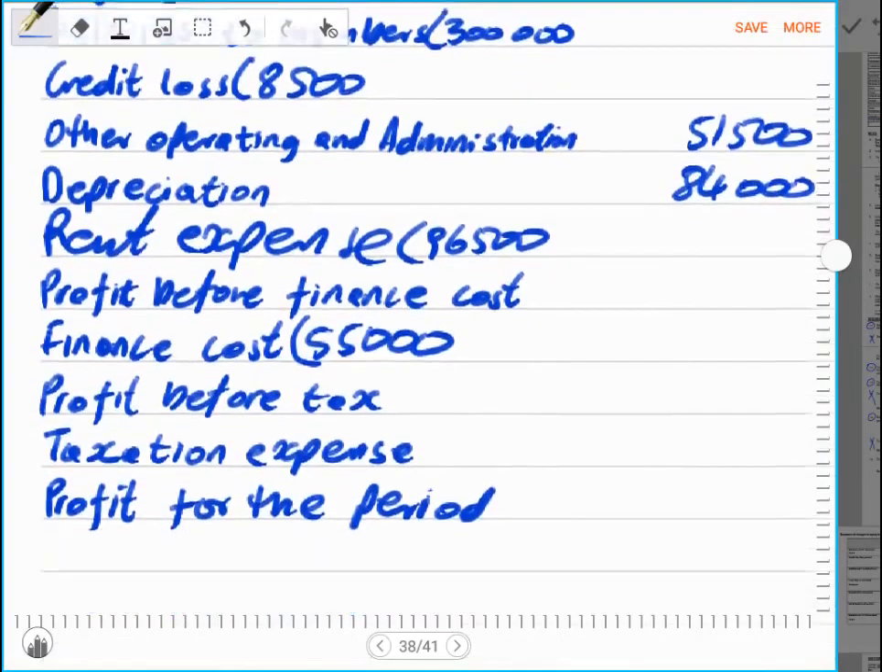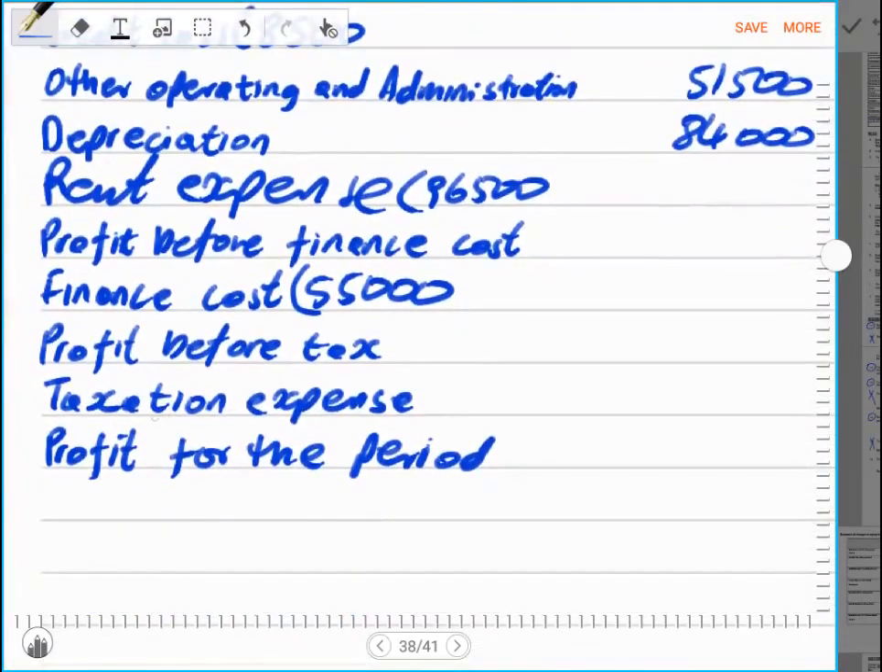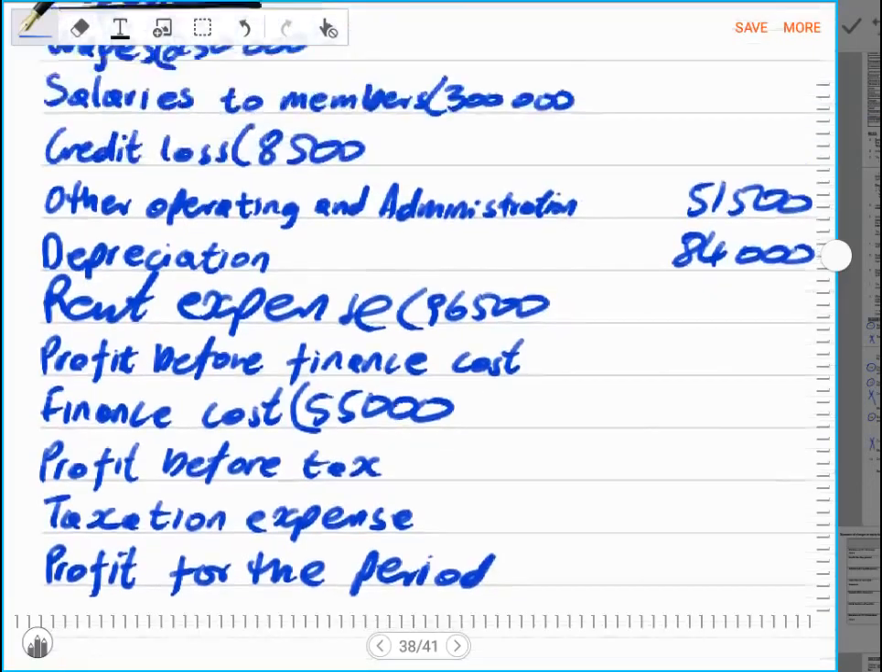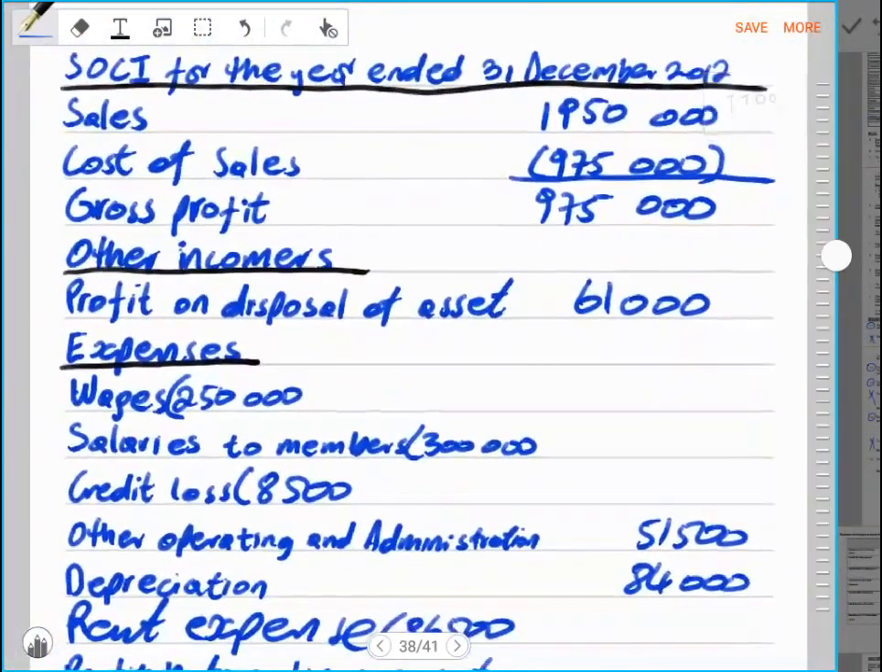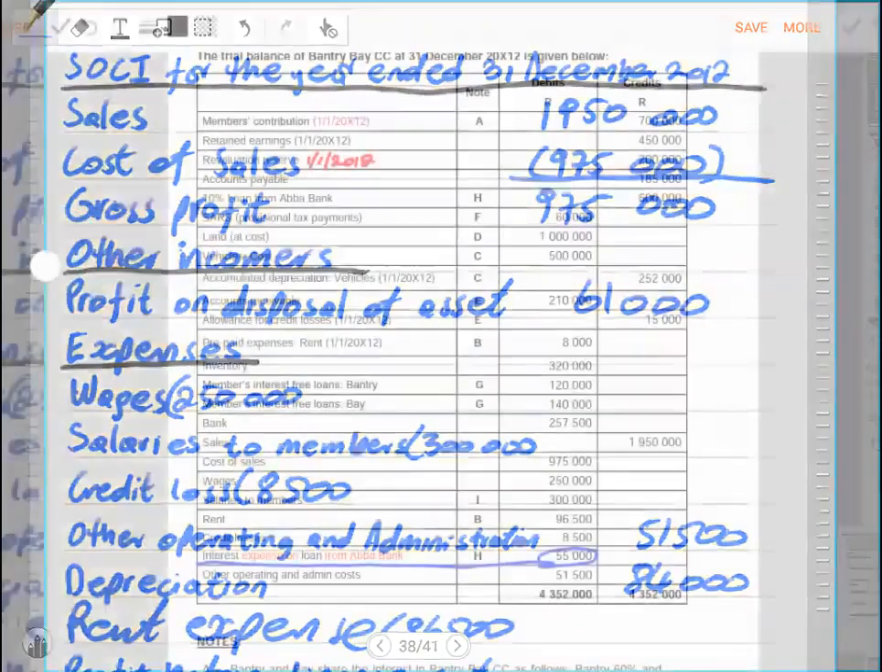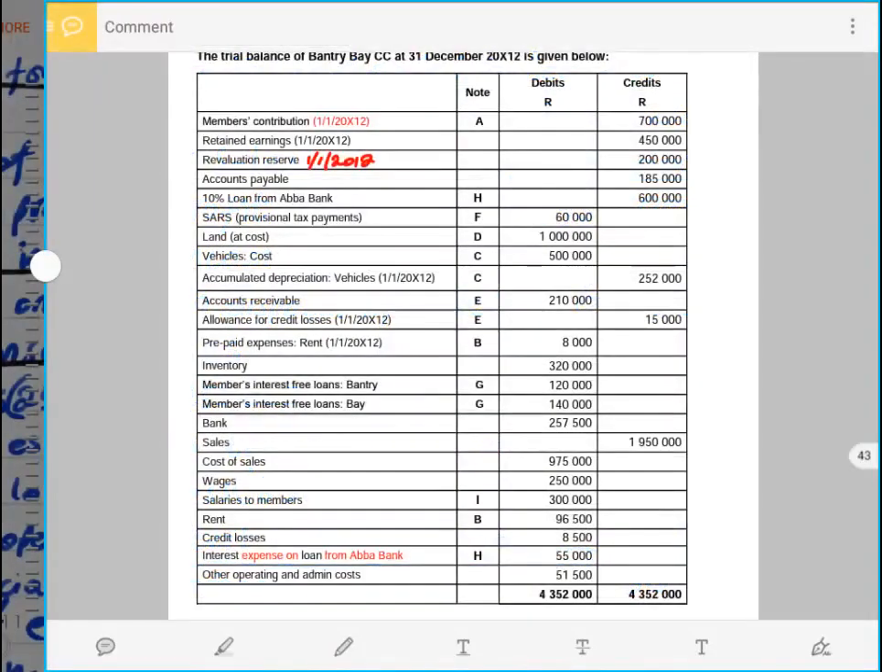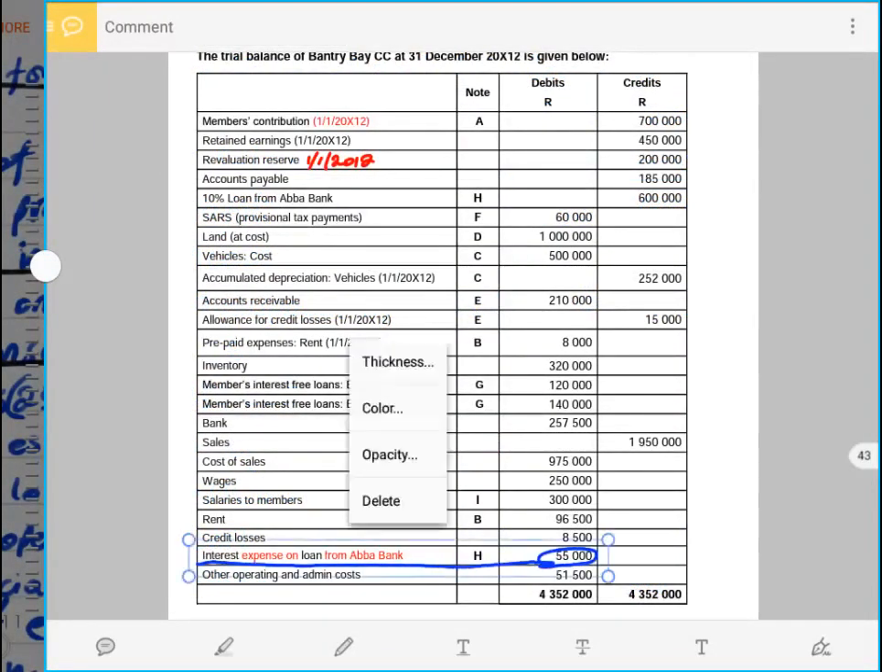Then after, we look for other expenses. Taxation expense, we will see that in the adjustment. So now from here, we can do all the adjustments and record them as they are, or as we see them fit in the income statement. So now let us go straight to the first adjustment.